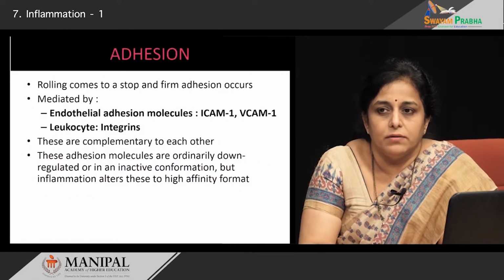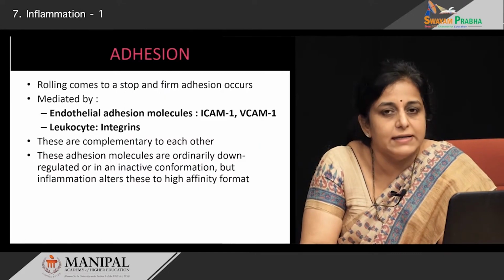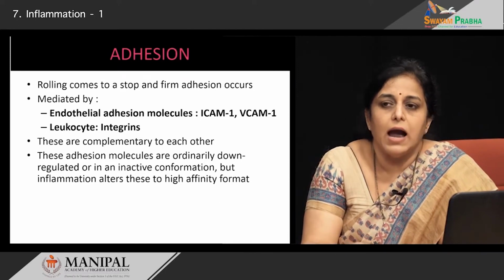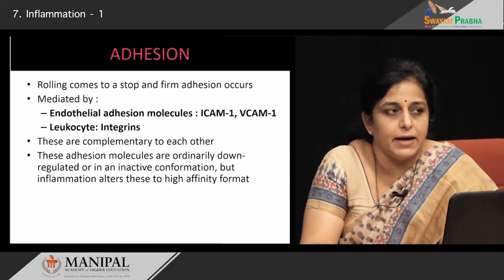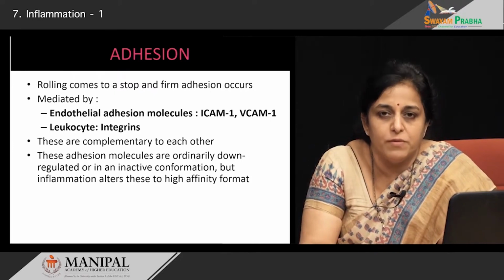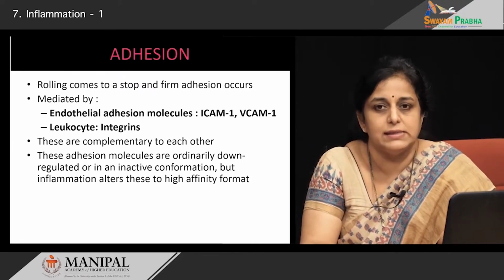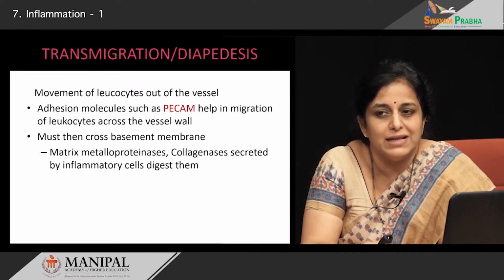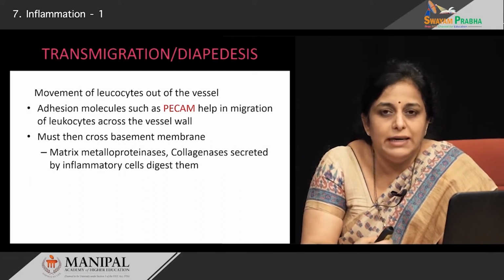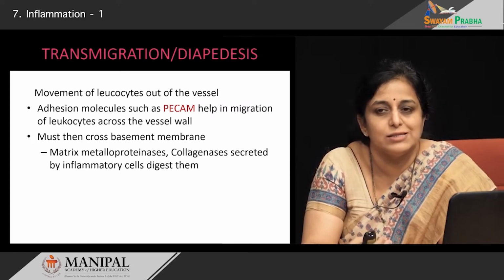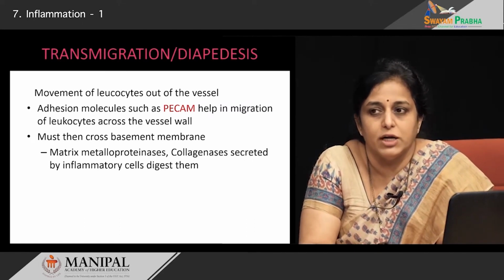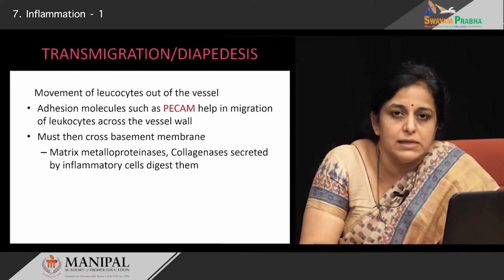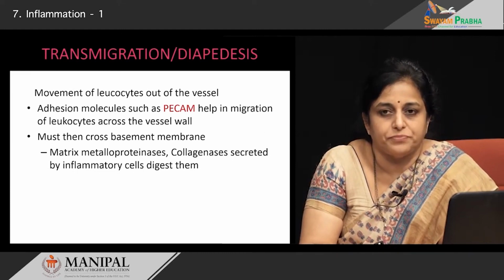Following rolling, the selectins are shed and a new set of adhesion molecules we learnt are integrins on the leukocytes and endothelial adhesion molecules which are ICAM and VCAM. This brings about firm adhesion of the leukocytes to the endothelial cells. Next, we learnt that the leukocytes which are firmly adherent to the endothelial cells now try to leave the circulation, move across the endothelial cells to the tissues, a process known as transmigration or diapedesis. We learnt that the adhesion molecule PCAM present on the endothelial cells brings about this action.